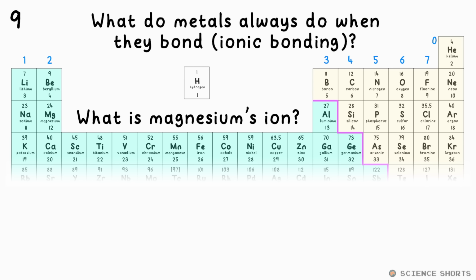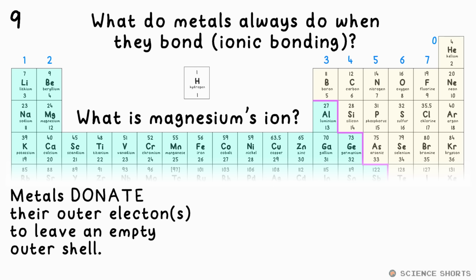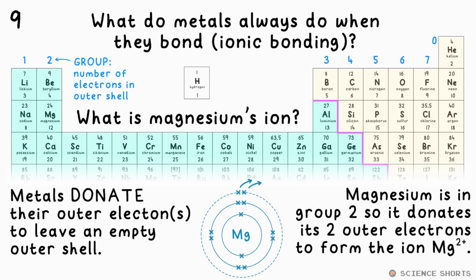What do metals always do when they bond? Ionic bonding to be precise. And what is magnesium's ion if it's in group 2? Metals always donate their outer electron or electrons to leave an empty outer shell. Magnesium being in group 2 means it has 2 electrons in its outer shell, which it must donate when bonding. As electrons are negative, it's left with a charge of 2+, so its ion is Mg2+. Remember that transition metals are special because they can form different ions. For example, iron can be Fe2+ or Fe3+.